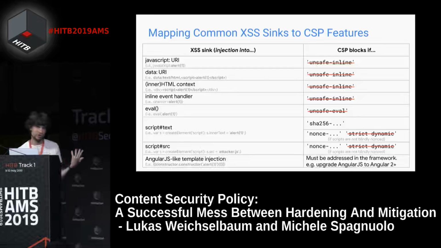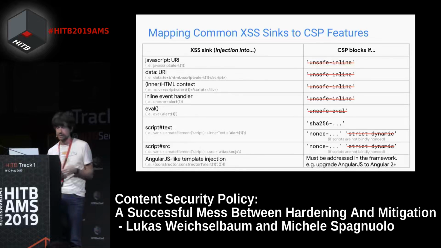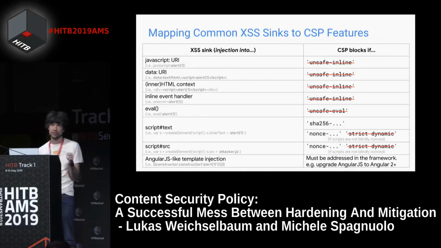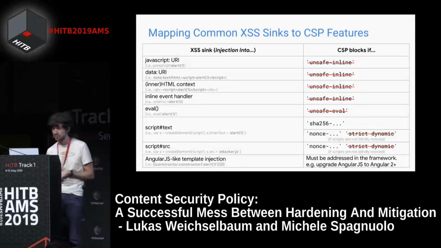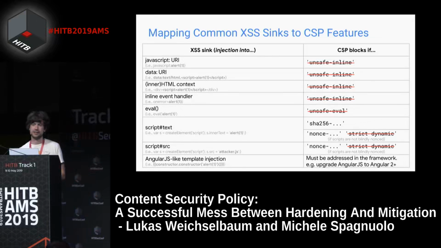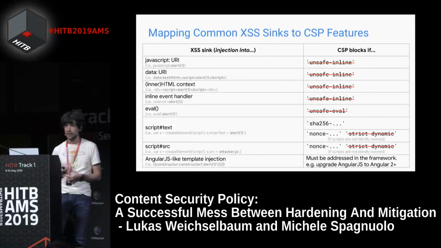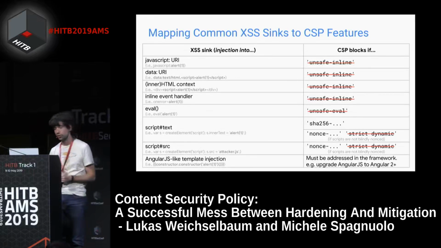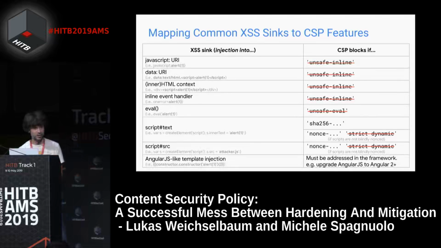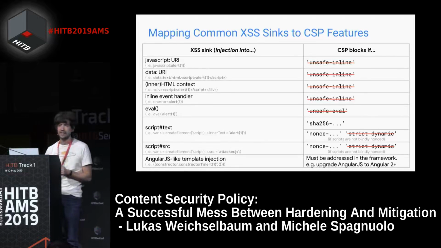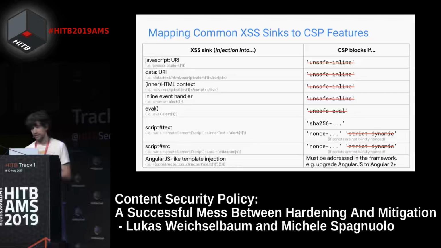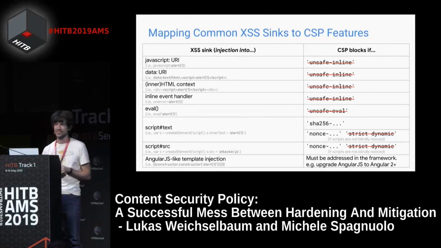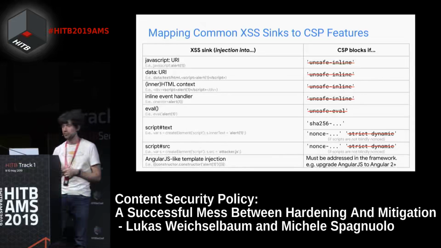Then there are injections into the text of a script tag or into the source attribute of a script tag, and basically these are taken care of by noncing or hashing, and we'll see later what noncing means, because this is our preferred way of doing CSP against XSS. And finally, there are some more esoteric ways of exploiting some popular web frameworks, such as AngularJS.